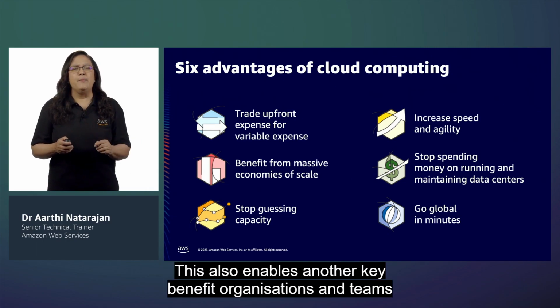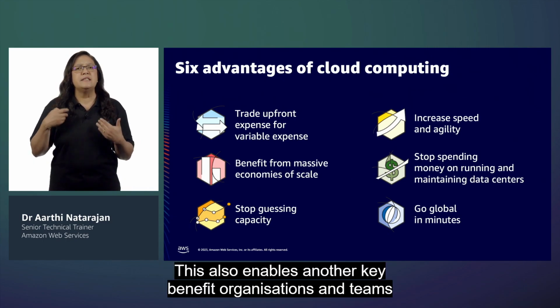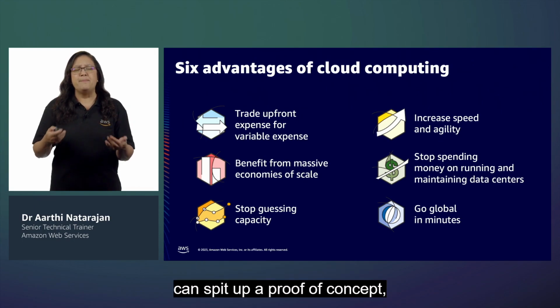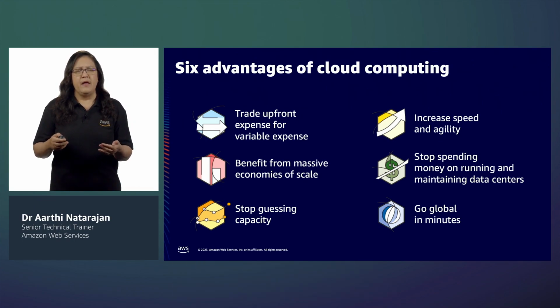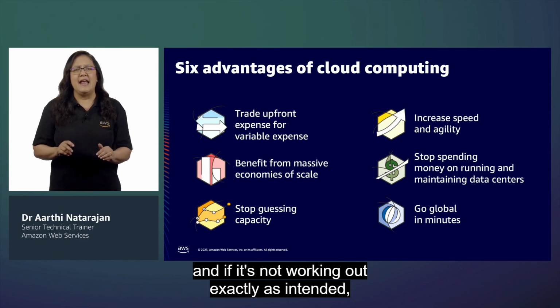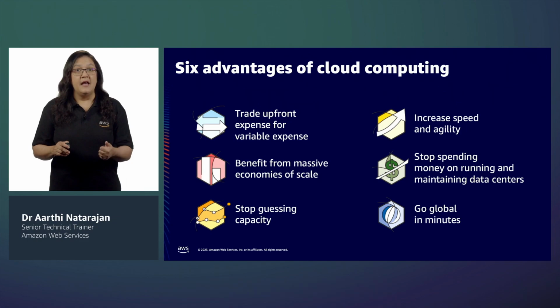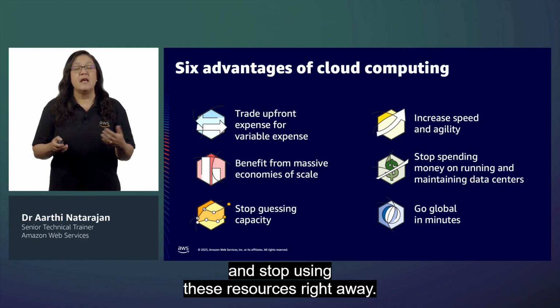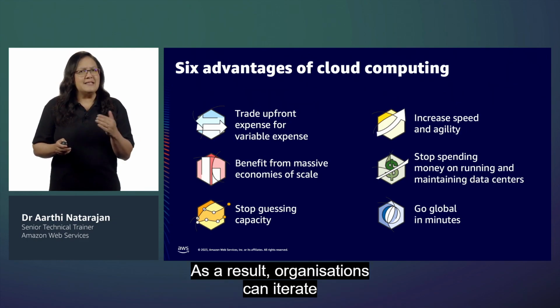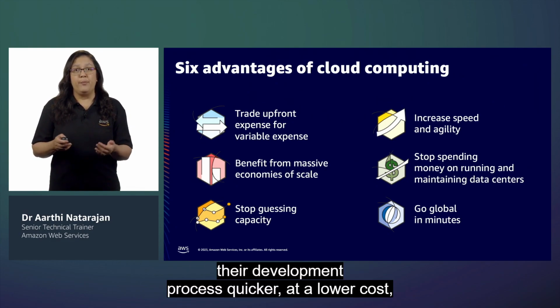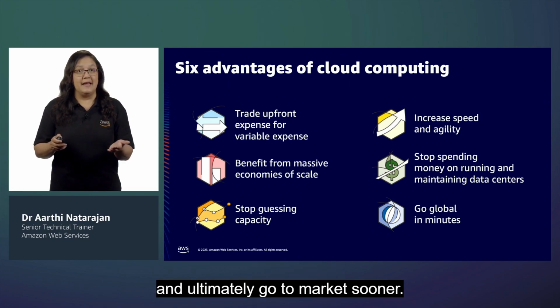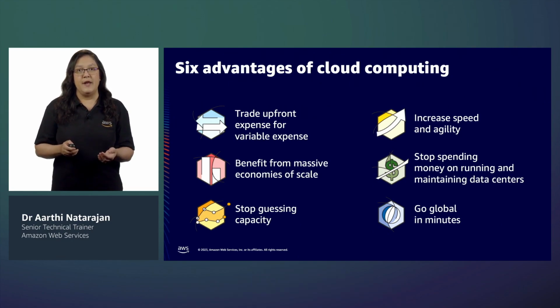This also enables another key benefit. Organizations and teams can spin up a proof of concept, and if it's not working out exactly as intended, they can fail fast, so to speak, and stop using these resources right away. As a result, organizations can iterate the development process quicker, at a lower cost, and ultimately go to market sooner.